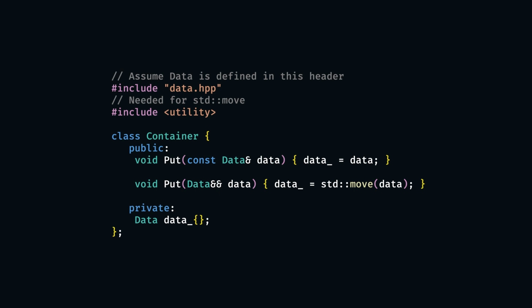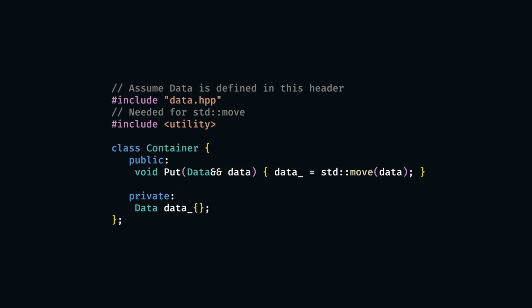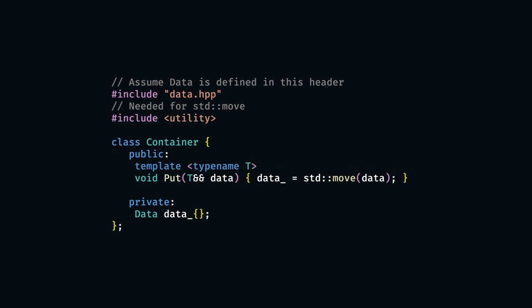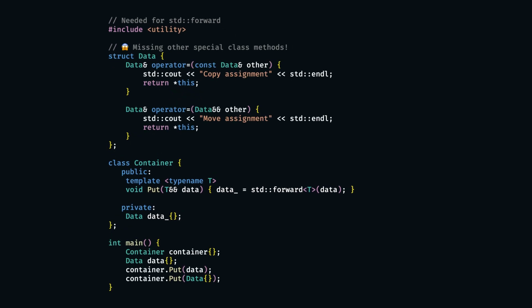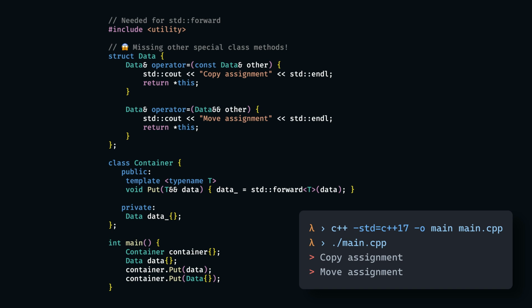In this simple case, we needed two function overloads to achieve the behavior that we wanted. Using forwarding references, we only need one function instead. For this, we remove the put function that takes a const reference and make the remaining put function, the one that takes an rvalue reference, a function template. We then also use the template parameter T instead of the data type in this function. And finally, we replace the std::move with std::forward, and we have a fully functioning forwarding reference setup. If we compile and run this code, we will still get exactly the behavior that we want.